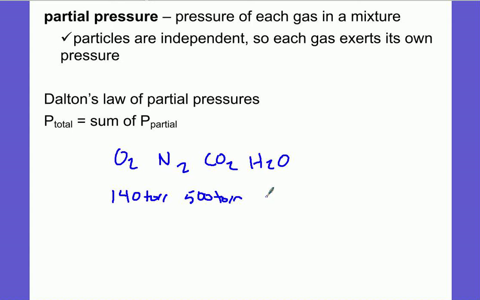CO2 has a pressure of, let's call it, 70 torr. And then finally, the water has a partial pressure of, let's say, 14 torr. So if that's the case, all four of those pressures contribute to a total pressure. All you have to do is add up those parts to get a total. So if I added up 140, 500 plus 70 plus 14, I'm going to get an answer here.